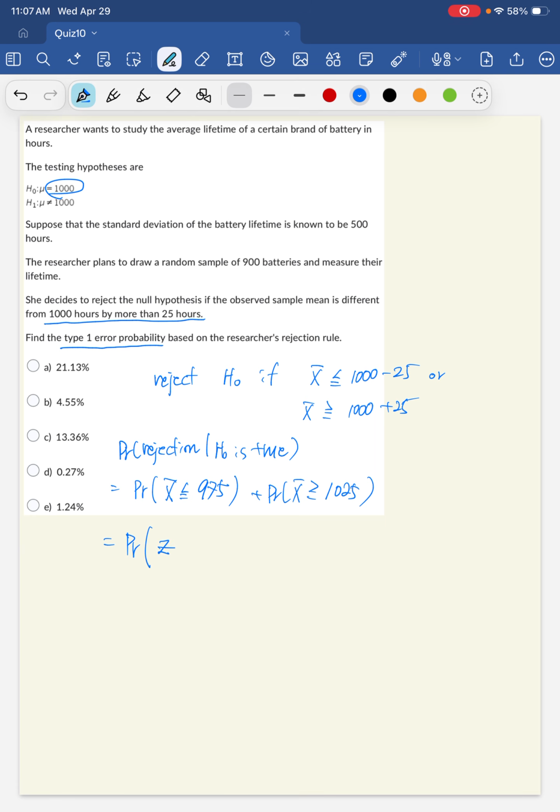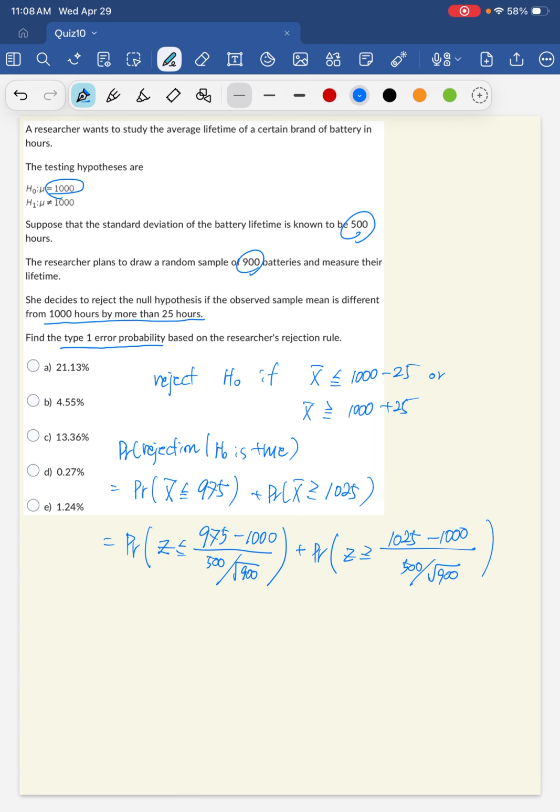So x bar will be normalized to z, standard normal: 975 minus the mean, which is 1000, and the standard deviation is given here, 500, and the sample size is given here, square root of 900. So that is one standardization, and you are going to do the same thing on the other side: 1025 minus mean divided by standard deviation over square root of the sample size. Calculate those numbers, then you will get it's just minus 1.5.